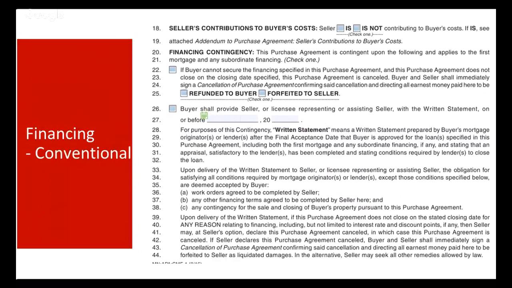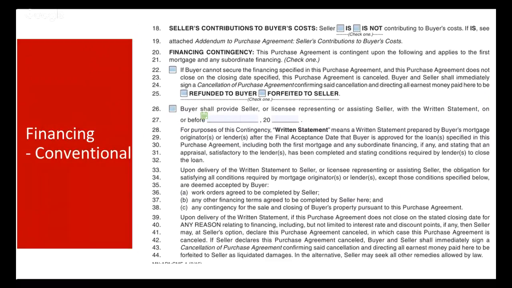Upon delivery of the written statement to the seller or the seller's agent, the obligation for satisfying all conditions required by the mortgage originator or lender, except those conditions specified below, are deemed accepted by the buyer. Work orders that need to be completed by the seller, any other financing terms agreed to be completed by the seller, and any contingency for the sale and closing of buyer's property pursuant to this purchase agreement. Okay, we're basically saying, hey, once we get you this written commitment letter, we're good. We're closing on this thing, right? Now we all know anything can happen, but that's the purpose of the written commitment letter.